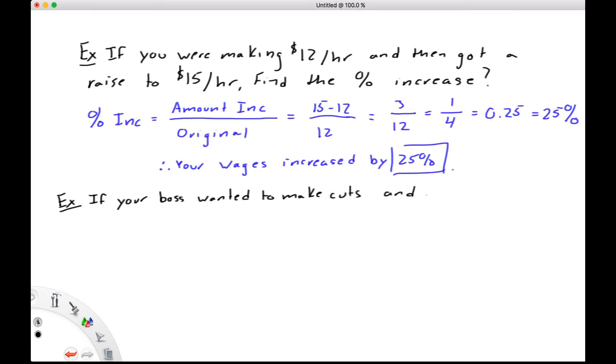And drops your wage back to $12. So dropping it from $15 per hour back to $12 per hour. Can we find the percent decrease?